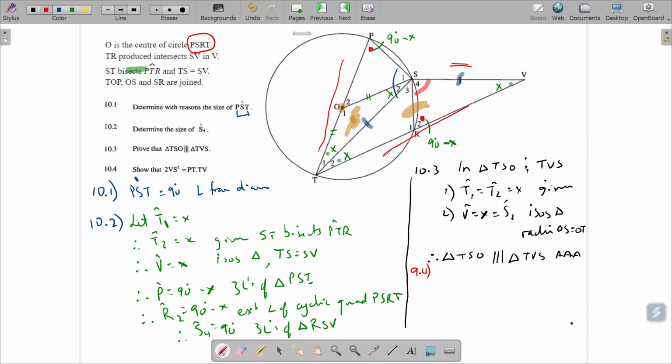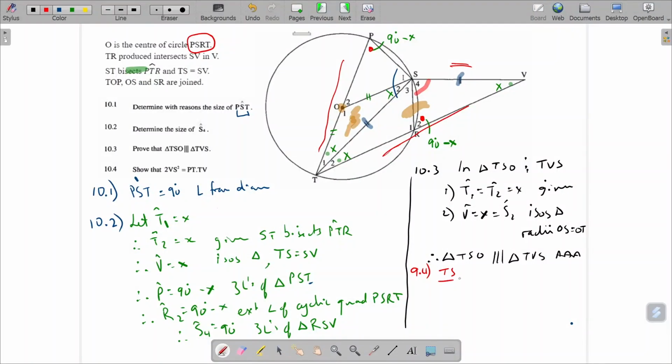Okay, how are we going to get there? Well, we've got that these two triangles are similar. So let's go from these triangles being similar and write down the proportion statement. So TS over, the first two over the first two, TS over TV equals the outer two, TO over TS again, equals the last two, SO over VS.